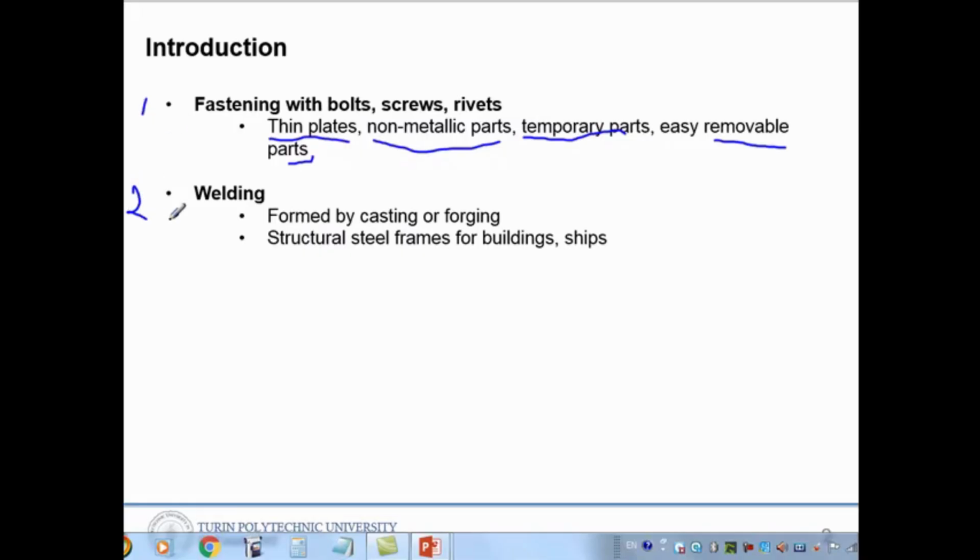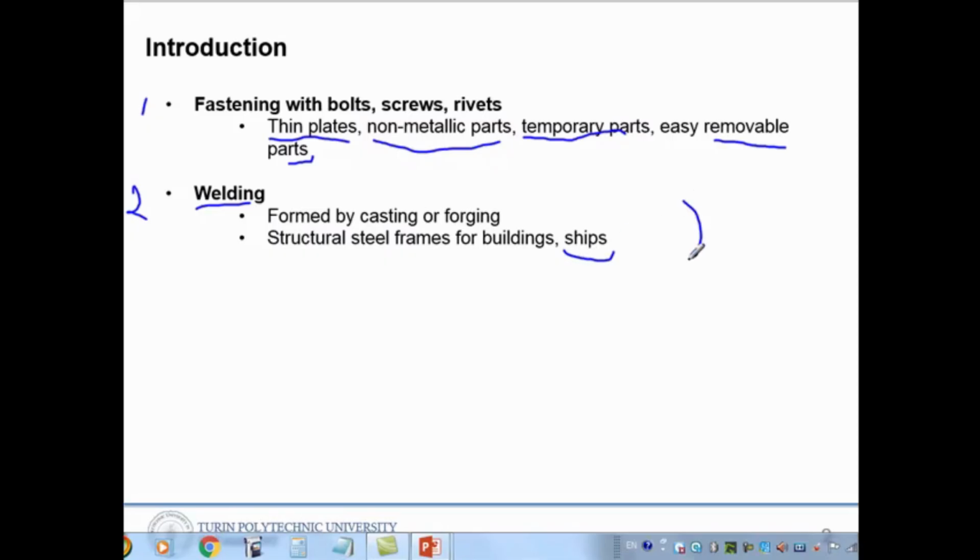And the second type of joint is welding. Parts formed by casting or forging, metallic parts, can be welded. Structural steel frames for buildings can be created by welding. And parts of ships, big things, can also be welded.